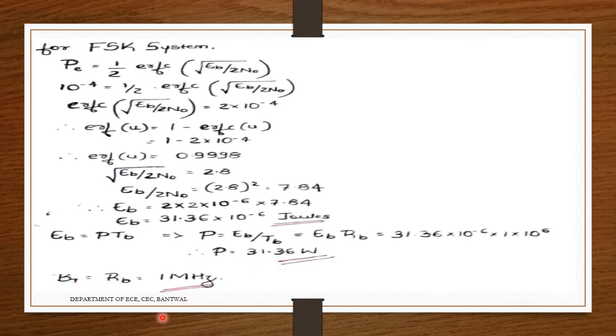So BT is equal to what? As we know, BT is equal to RB. So the bandwidth is equal to 1 megahertz.